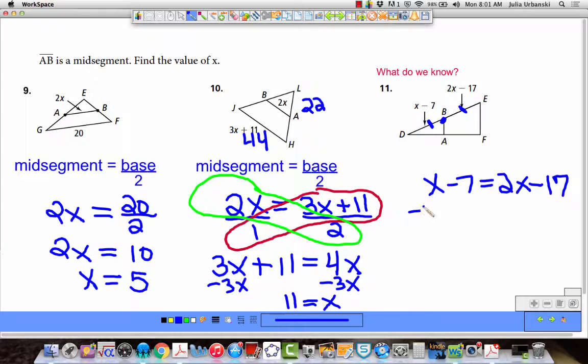I'll do it too, and then in the end, you can just look up here and check. And we'll see if our answers match. Did you get 10? Sure. I got 10. And if we plug it in, 10 minus 7 is 3. 10 times 2 is 20. 20 minus 17 is 3, so that means it's right. Both halves are equal to each other.